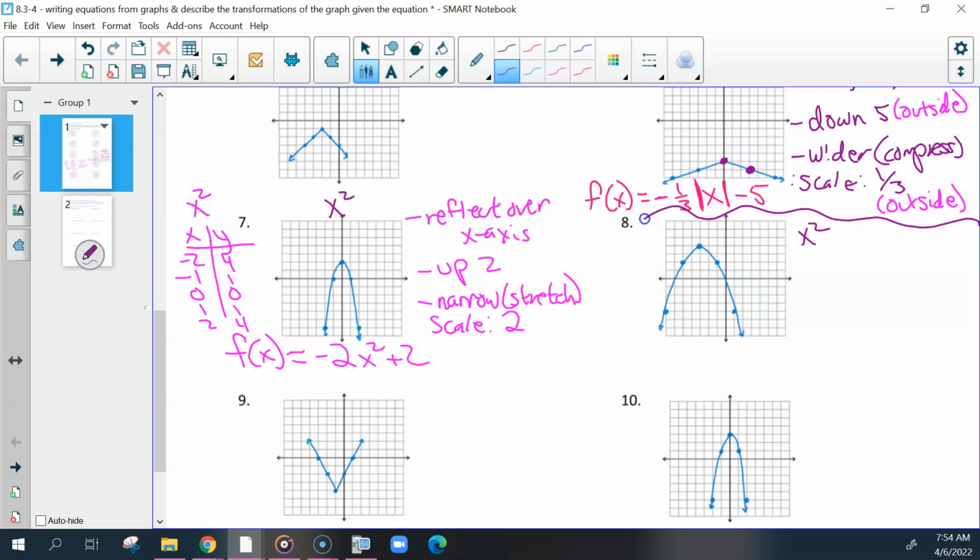What happened to this one? Correct. We did flip, reflect over the x-axis. Left how many? 3. What else did it do? Moved up 4. There's one more thing. Say that one more time. Compressed by 1/2.